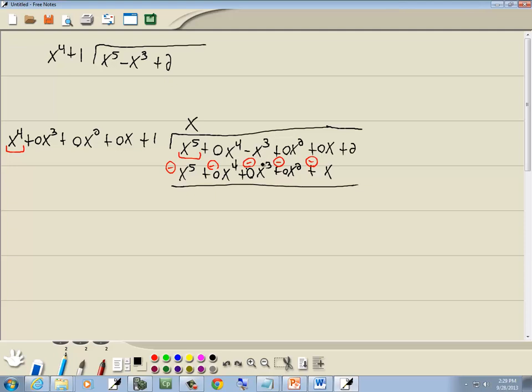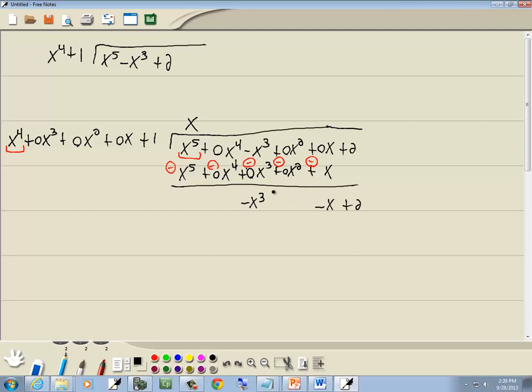Negative x to the third minus 0. That 0 doesn't do anything, so I'll just have a negative x to the third. 0x squared minus 0x squared drops away. 0x minus x gives us a negative x, and then I'll bring down the plus 2.